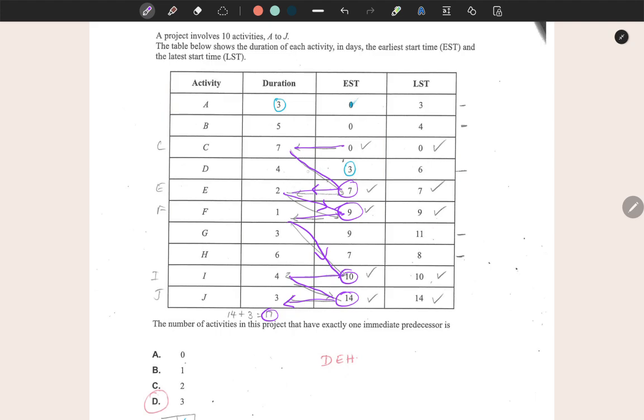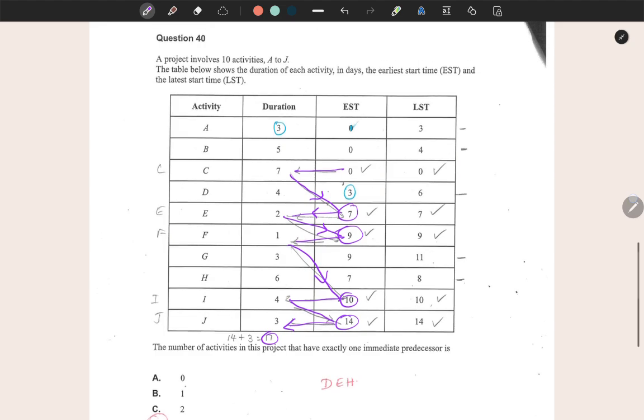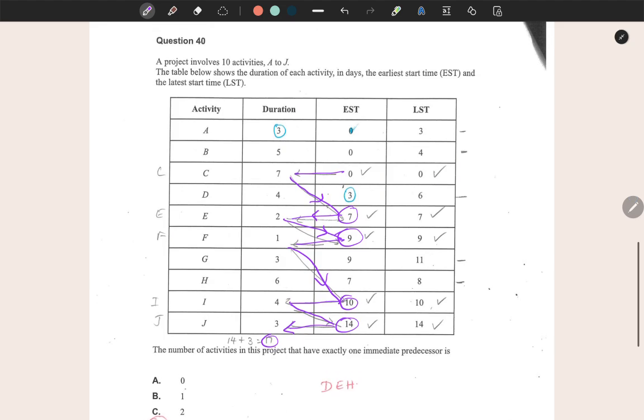Now, some of you may have thought, why not 4 and 3? Simply because if you look at the earliest start time and the latest start time, for 4 and 3 they are not the same. So that's another clue. So if you have two numbers that could add up to a number you're looking for, choose the one whose earliest start time and latest start time are the same.